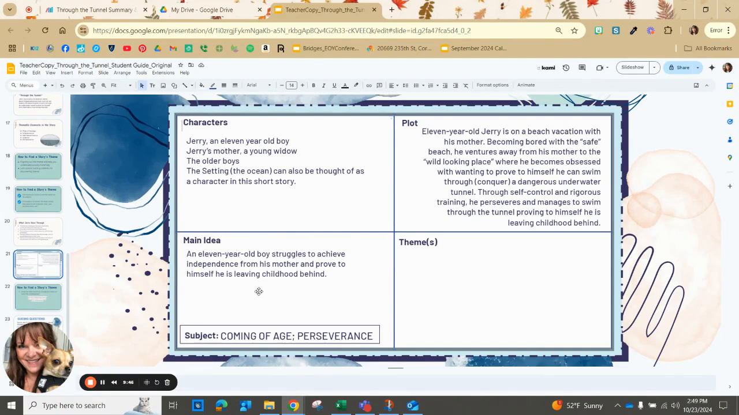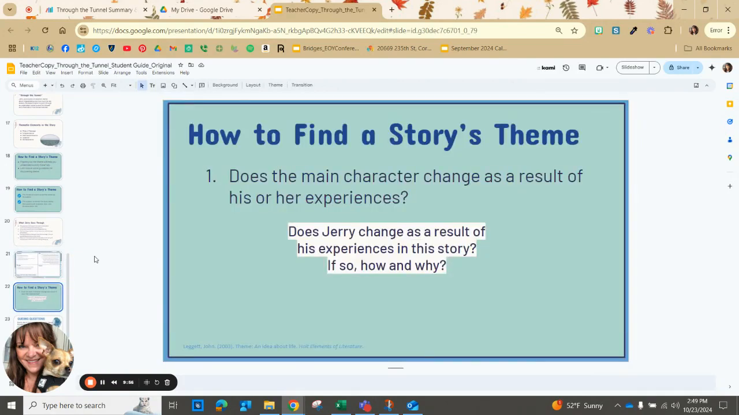It's just the main idea going on in this story. So theme is blank. We're going to keep trying to uncover what the theme is in this story. So how do we find a story's theme? One way to do it, one of the first steps, is to ask ourselves, does the main character change as a result of his or her experiences?